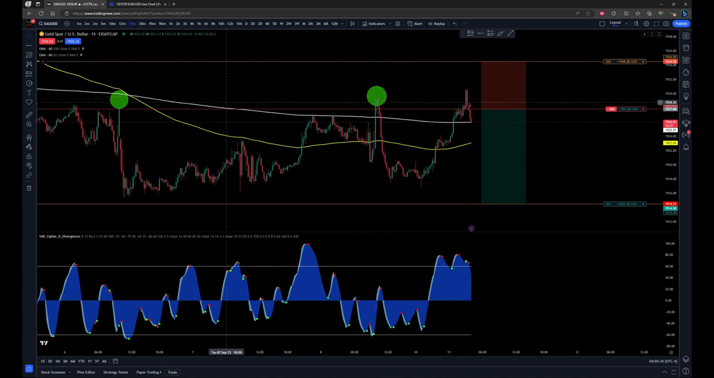And we have two right here. So I've outlined them with these green circles. You can see this move took out this high, took out this logical high. So we've done what we need to do as far as a stop loss hunt goes.